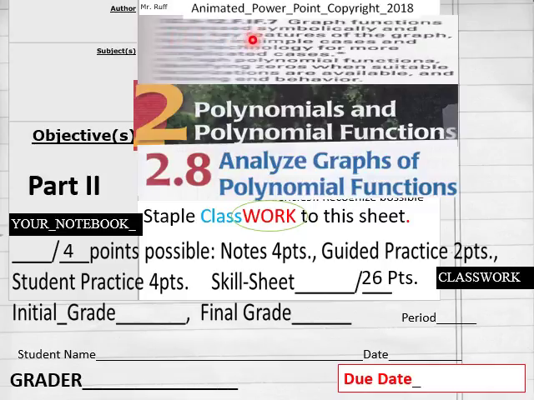F-IF.7, graphing functions expressed symbolically, and show key features. Anyway, here's your standard, 9 through 12, F-IF.7.